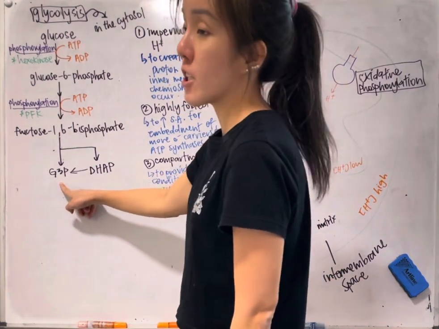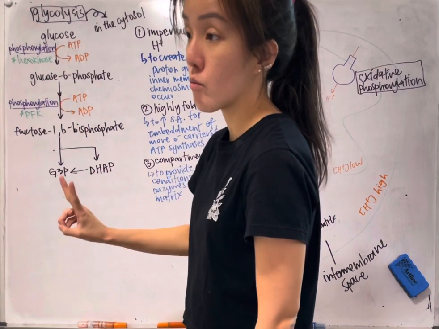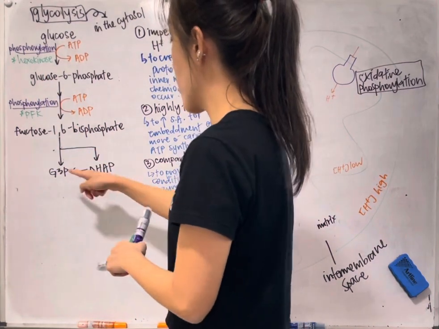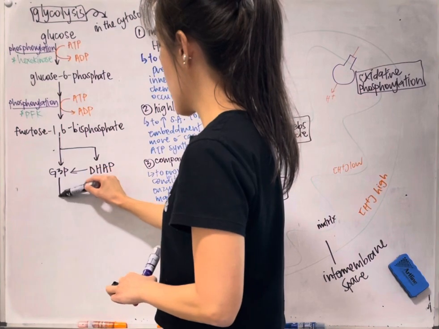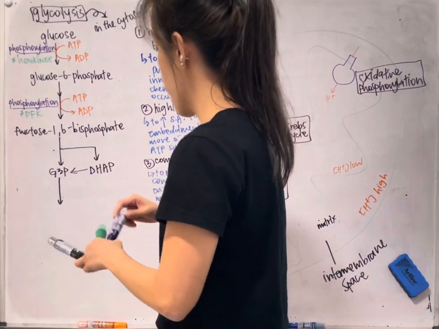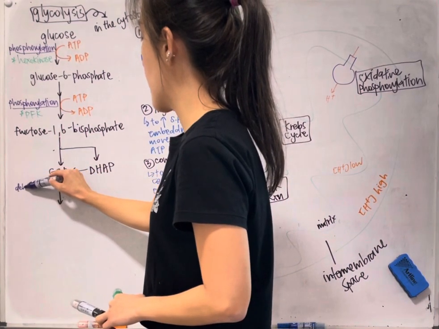So essentially, how many G3P will I form? 2. Understand? So I want to focus on this first. So this step is what we need to know. This step is called dehydrogenation.